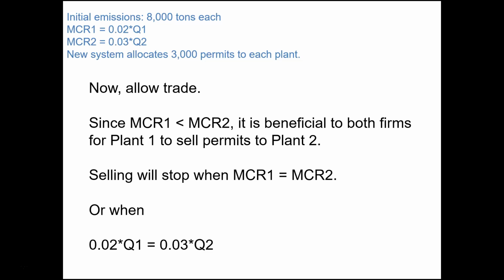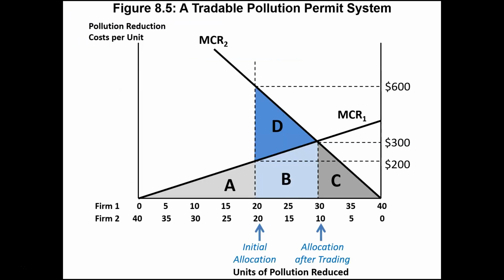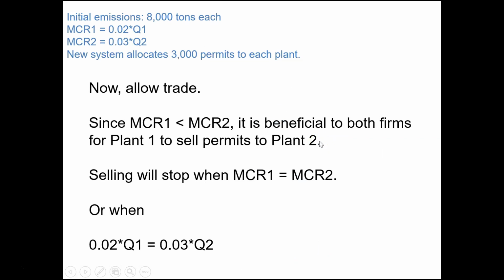So the selling will stop when marginal cost for each is equal, as we saw from the graph here. It's always still beneficial for firm 1 to sell permits to firm 2 as long as the marginal cost for firm 2 is higher than the marginal cost for firm 1, and that selling will stop when the two are equal, or algebraically when our MCR1 equals MCR2. So 0.02 Q1 equals 0.03 Q2.